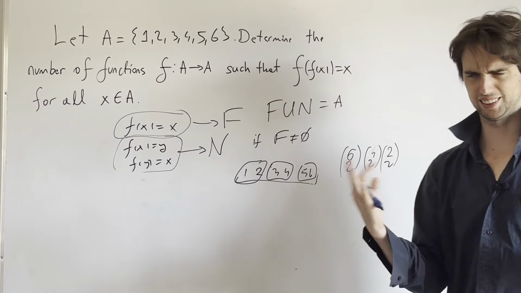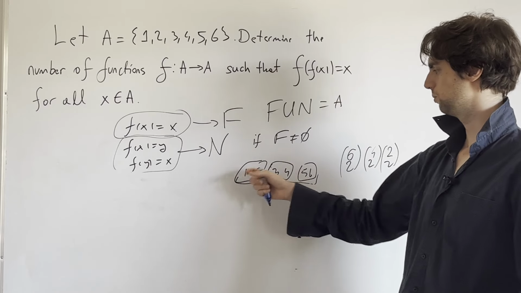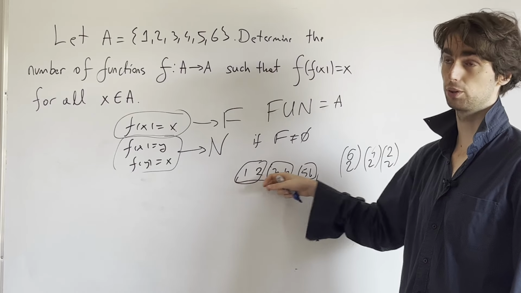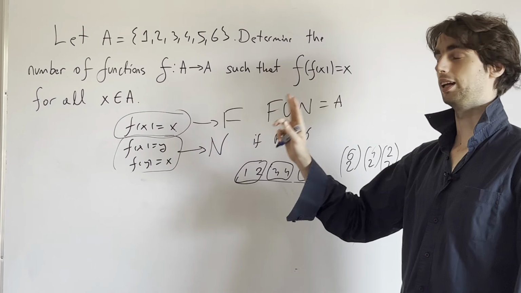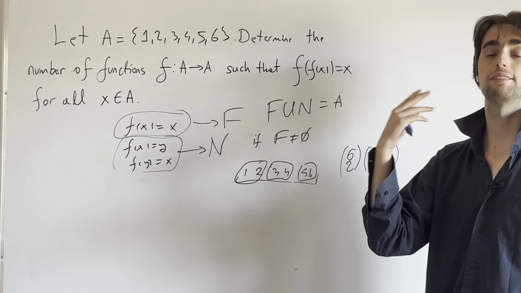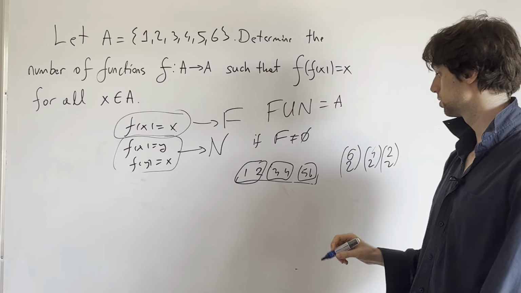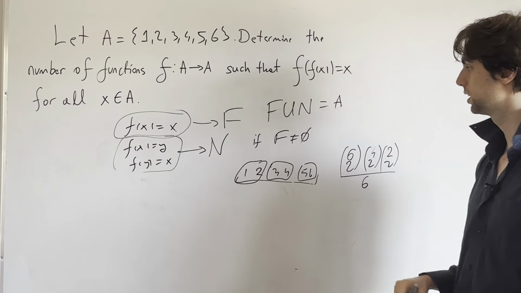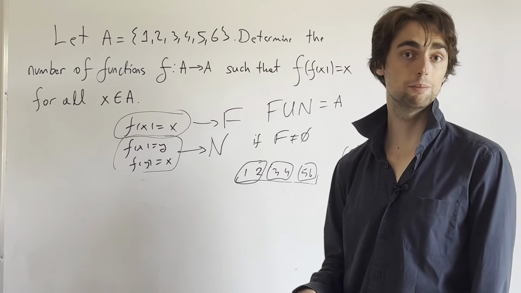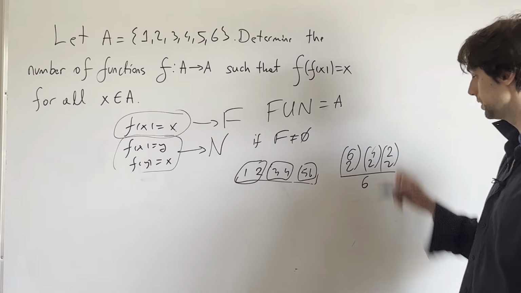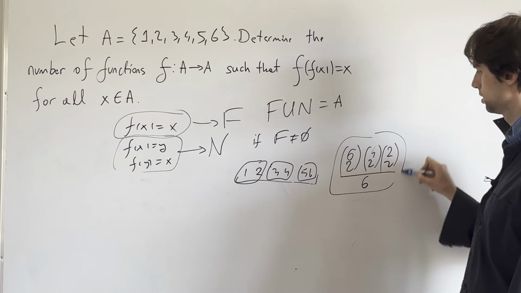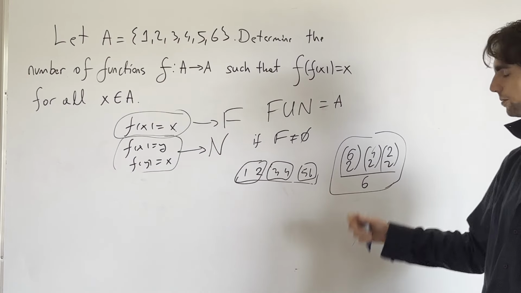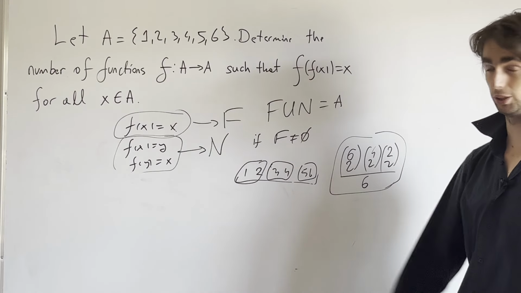How many different shufflings can I make? I can make 1, 2, 3; 1, 3, 2; 2, 1, 3; 2, 3, 1; and so on. I can have 6 of them, or 3 factorial. So it's this over 6 many ways that I can pick these pairs. And this gives me the number of these functions f if I have 0 fixed points.